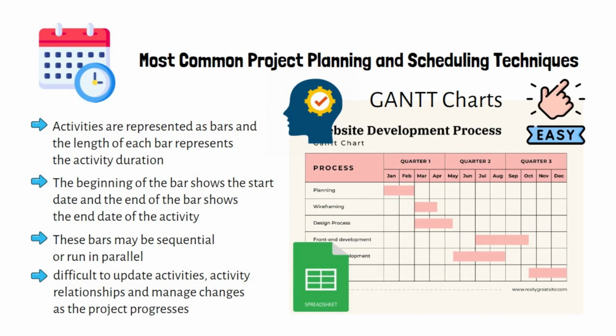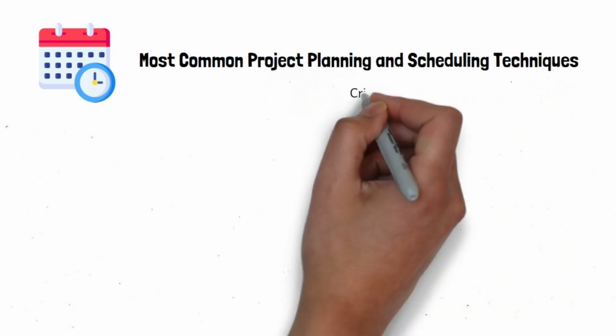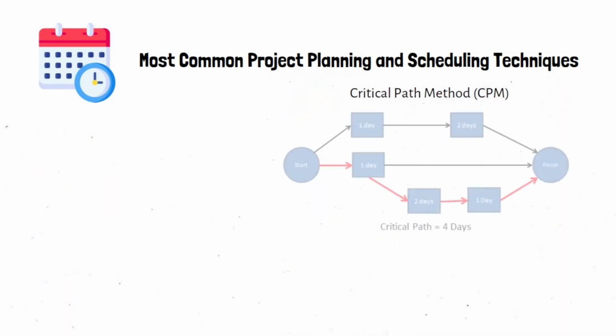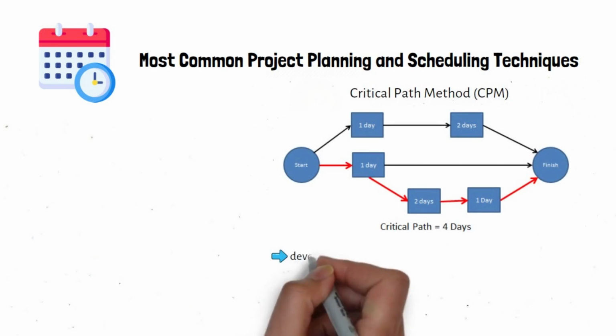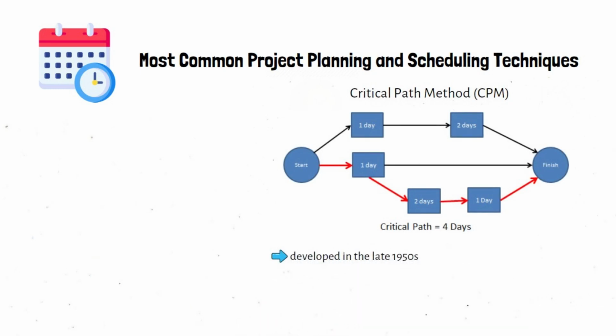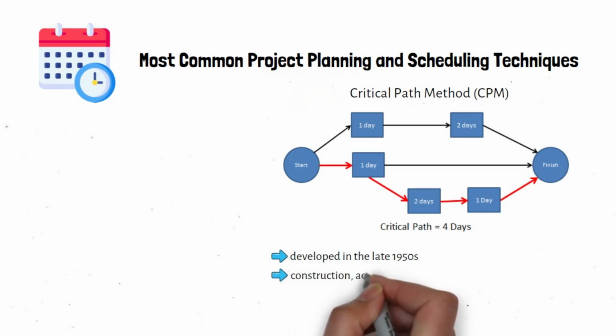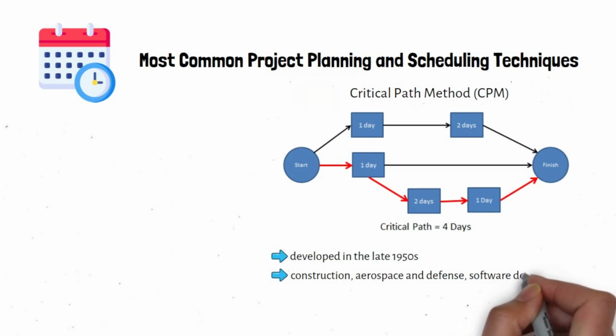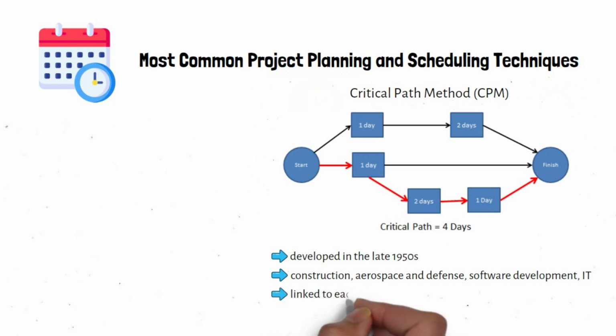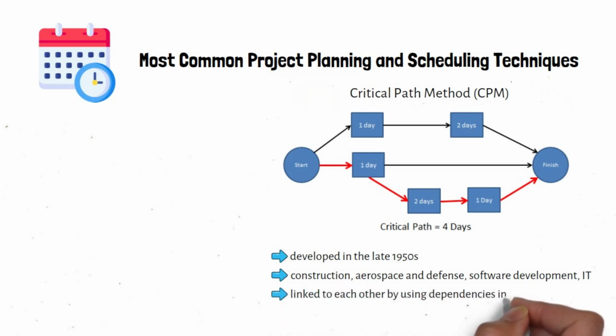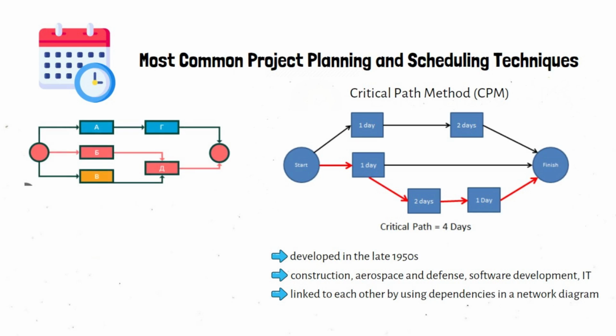Critical Path Method, CPM. The Critical Path Method is an advanced project scheduling technique that was developed in the late 1950s. Then it has been used for the scheduling of any type of projects including construction, aerospace and defense, software development, IT, etc. In this method, activities are linked to each other by using dependencies in a network diagram. These activity groups form paths. The critical path is the longest path of the project network diagram.